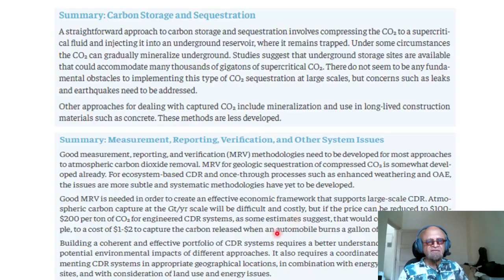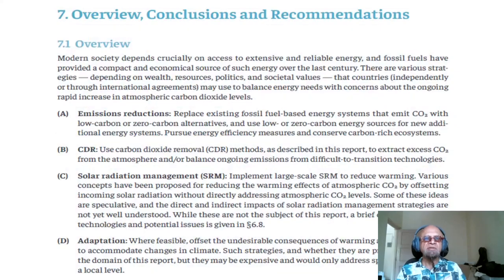And costs matter, of course. So if the price can be reduced to $100 to $200 per ton of CO2 for engineered CDR systems, that would correspond, for example, to a cost of $1 to $2 to capture the carbon released when an automobile burns a gallon of gasoline. So you can see how many fossil fuel cars may still be in existence and how we may end up capturing them, at what cost they become economically feasible, and so on.